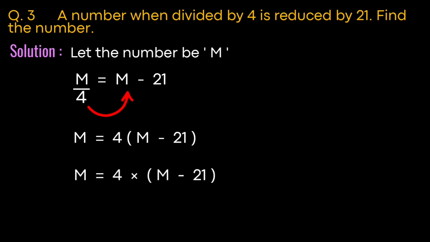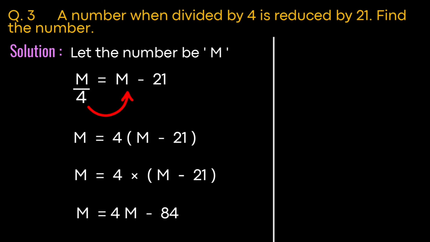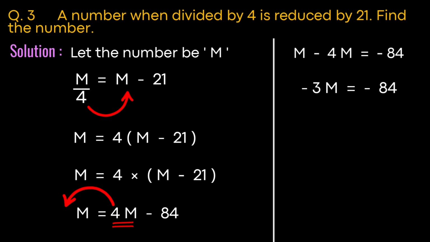Now multiply 4 with the entire bracket. We get m equals to 4m minus 84. Now transfer 4m, which is an addition in LHS, to RHS. We get m minus 4m equals to minus 84. That is minus 3m equals to minus 84. The minus signs on both sides get cancelled. And finally we get m equals to 84 by 3, that is 28.